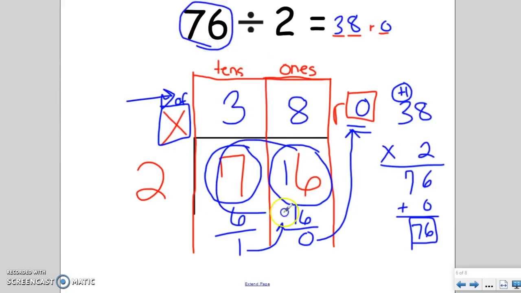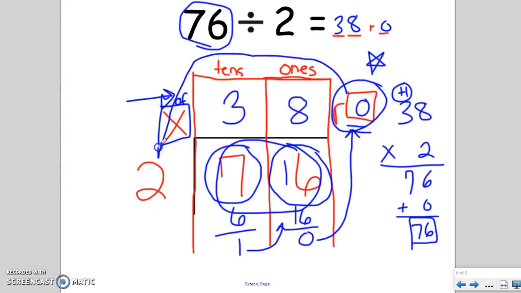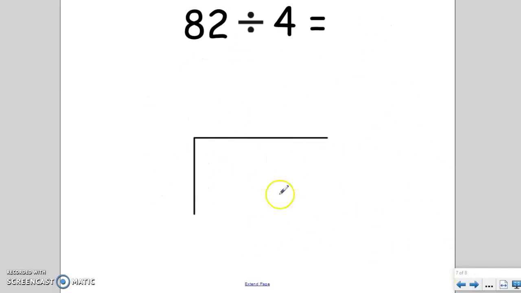I started with 76 as my target. So we can say we are correct, but first, I forgot, we need to double check: is our remainder less than our divisor? Is 0 less than 2? The answer is yes, so we're good to go. Let's go ahead and try this one.